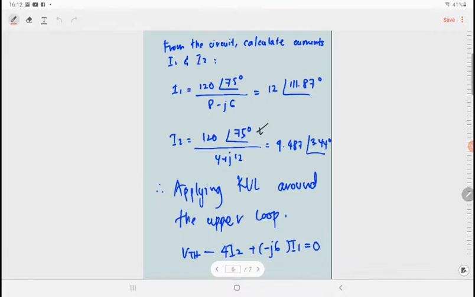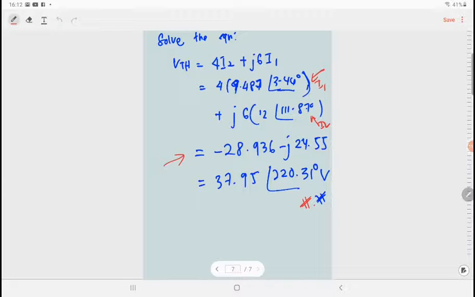Therefore, you can calculate the value of IN, right? Using the formula V equals IR, so I equals VTH divided by ZTH. Therefore, you can get the value of IN. So hopefully you can calculate what is the value of IN. So this is how we did the analysis in AC.